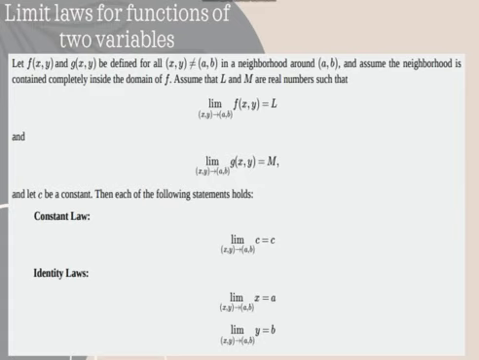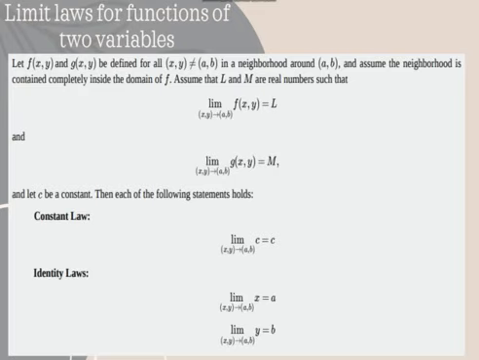For example, you have the limit of c as your x and y go to (a, b). If c is a constant, for example 2, 5, negative 8, or any number, that constant is also your limit. Next, we have the identity laws. In the identity laws, class, we have the limit of x equals a and the limit of y equals b. For identity laws, you set one of the variables to 0.